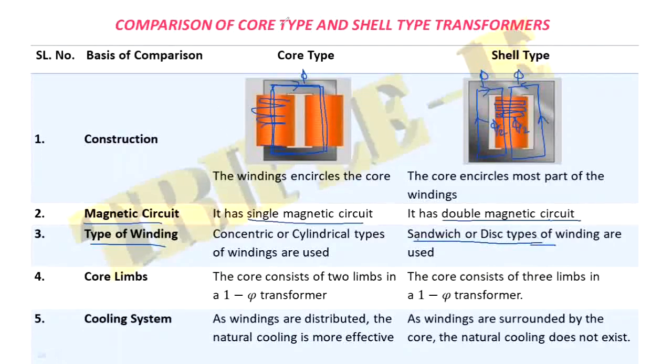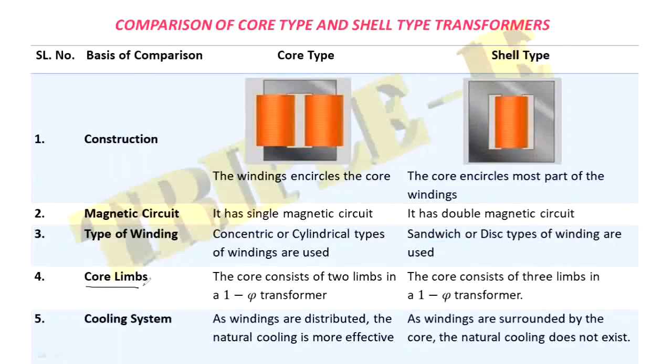Now the next one is based on the core limbs. Now what are limbs? Limbs are also called the legs of the transformer on which we place the winding. So these are the two limbs. This is the first limb and this is the second limb. So in core type, we can see here we have two limbs for a single phase transformer.